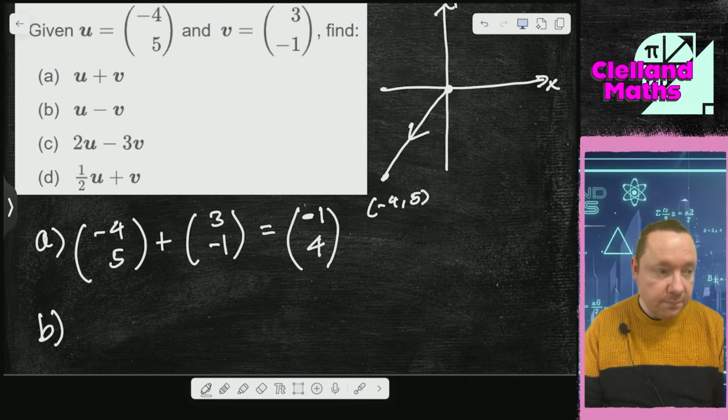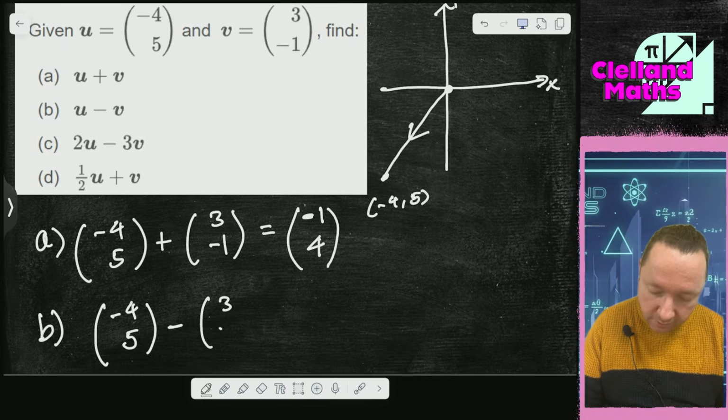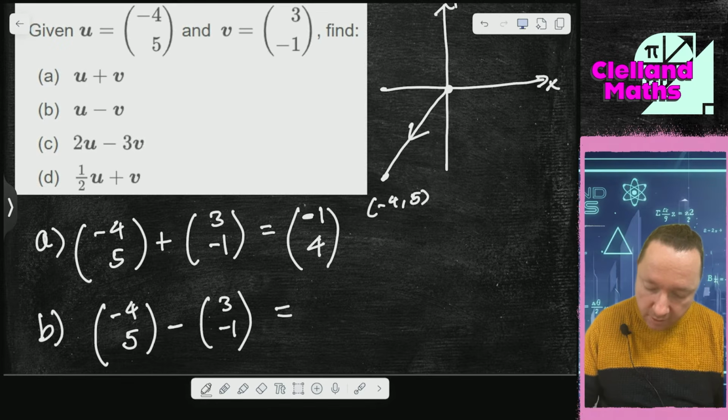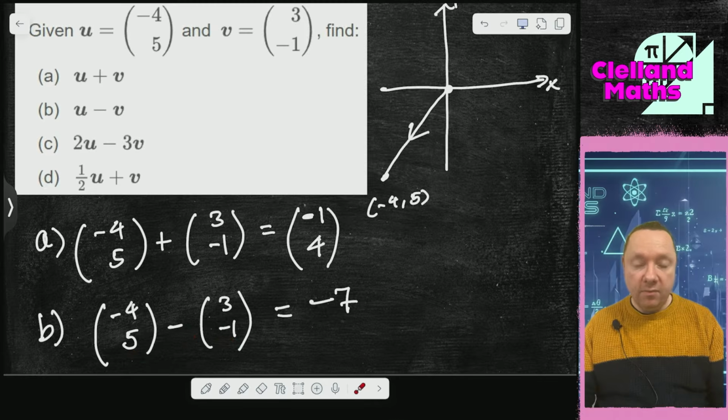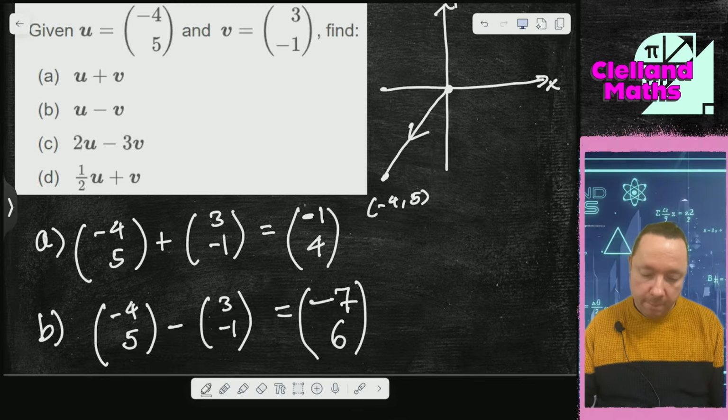Part B says U minus V, so (-4, 5) take away (3, -1). Now watch your signs here. I've got minus 4 take away 3, that's minus 7. And then I've got 5 minus minus 1. Well, that's 5 plus 1, which is 6. So (-7, 6) is U minus V.